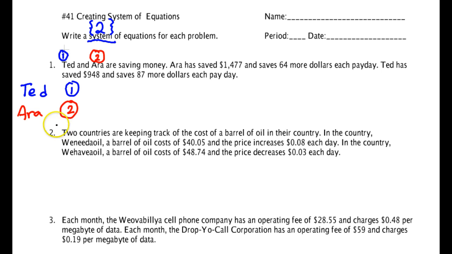If you read number 2, it says 2 countries are keeping track, right? In one country, a barrel of oil costs this, and in another country we have oil. So you have to know, okay, I've got 2 different countries, therefore I have 2 different equations. So just get the feel: what are the 2 equations about? Two different somethings going on.